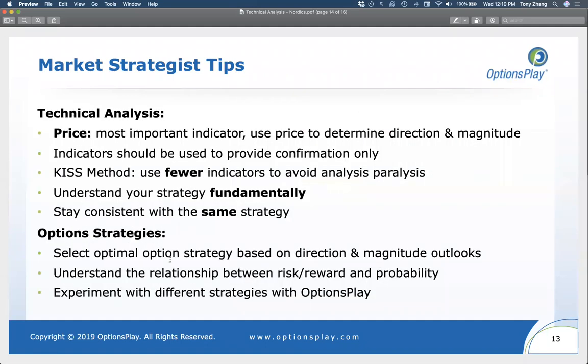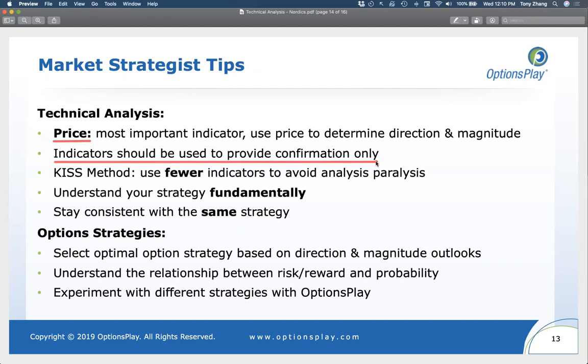To wrap up what I wanted to show you here today, by far, the most important indicator that you're going to use in your technical analysis is price. Look at price first. Gain your directional view from that alone before you use any type of indicators, because any type of indicators should be there to help you confirm your directional views from the price. So price is always first. Indicators should be used to provide confirmation only.